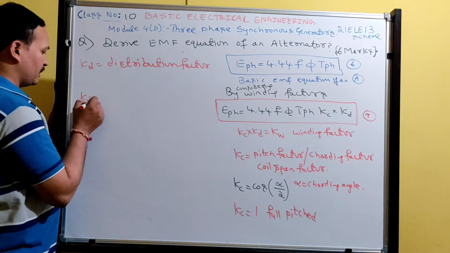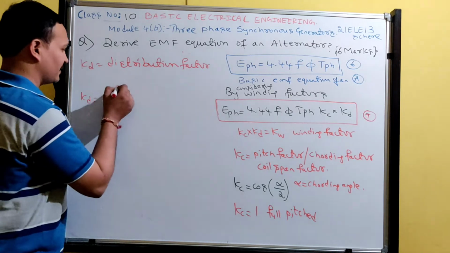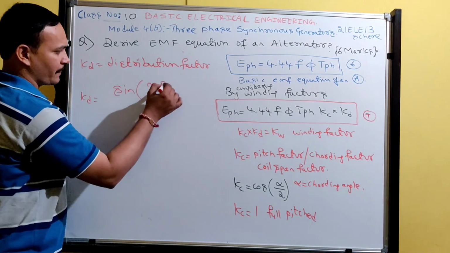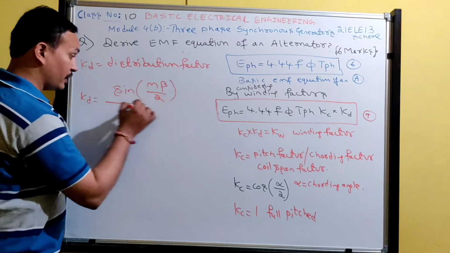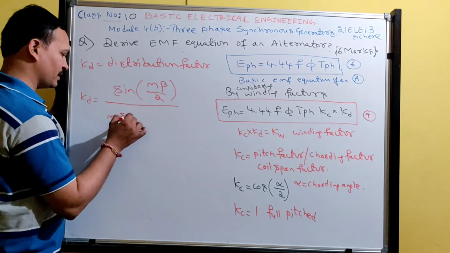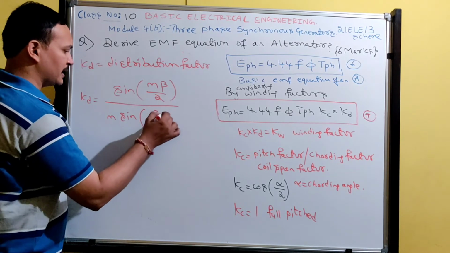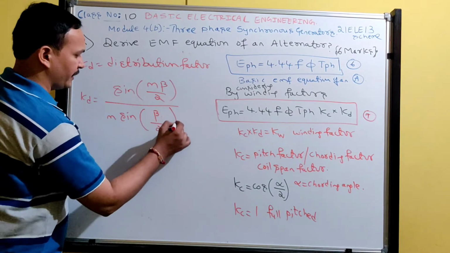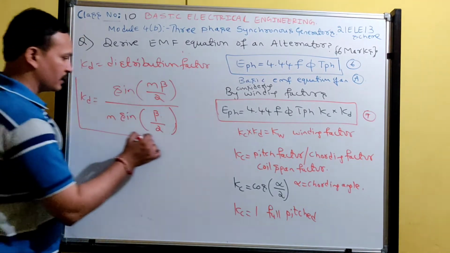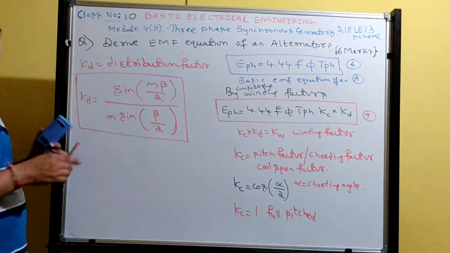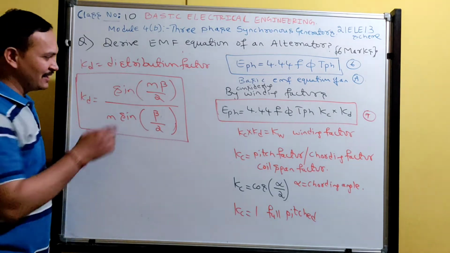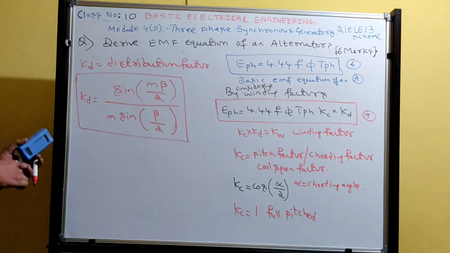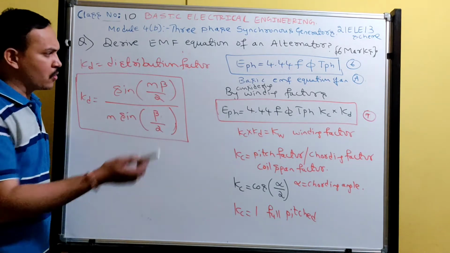Distribution factor Kd formula is sine m beta by 2 divided by m sine beta by 2. This is the value of Kd. So distribution factor is calculated by this formula, sin m beta by 2 by m sin beta by 2. Again here two unknowns. We don't know what is m.